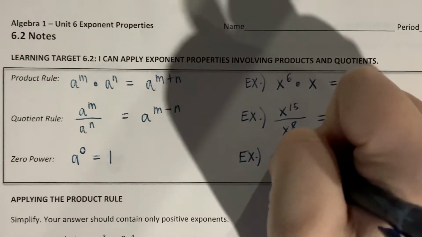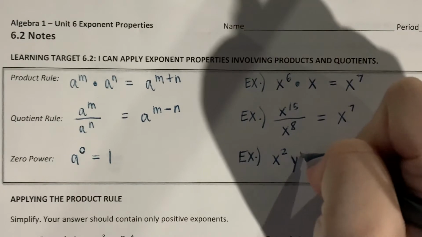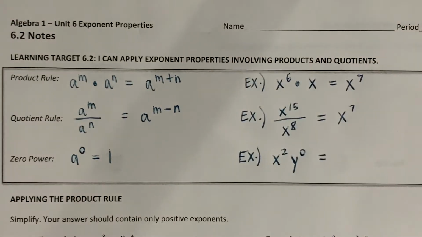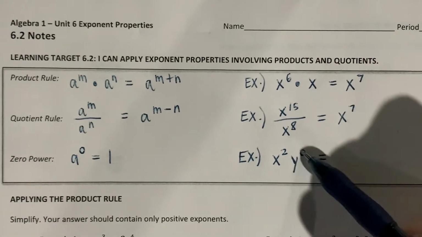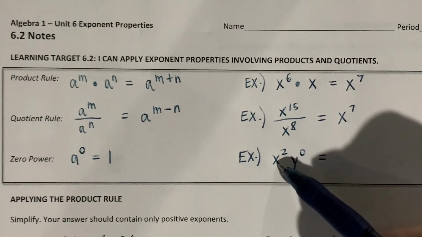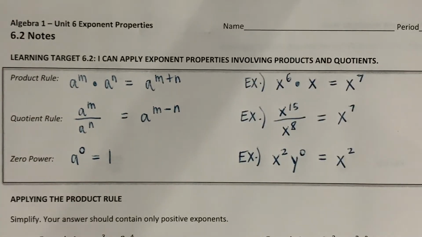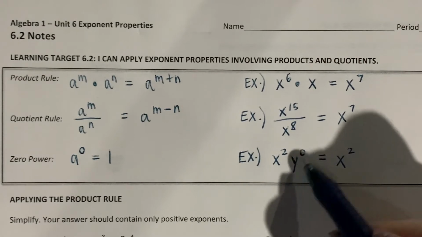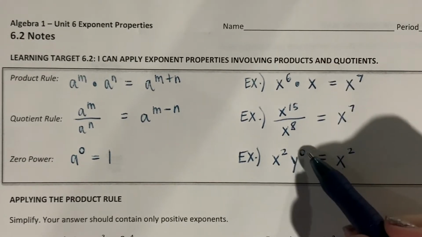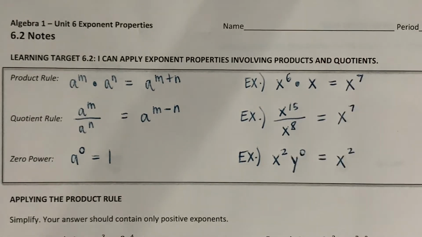So an example of that, let's use maybe two different variables for this problem. Let's say we had something like x squared times y to the 0 power. Well, this y to the 0 power will just become 1. So you would be doing x squared times 1, or you would just get x squared. We will see this base to a 0 power over and over, and you'll notice that it drops out of the problem because you're simply multiplying by the number 1.